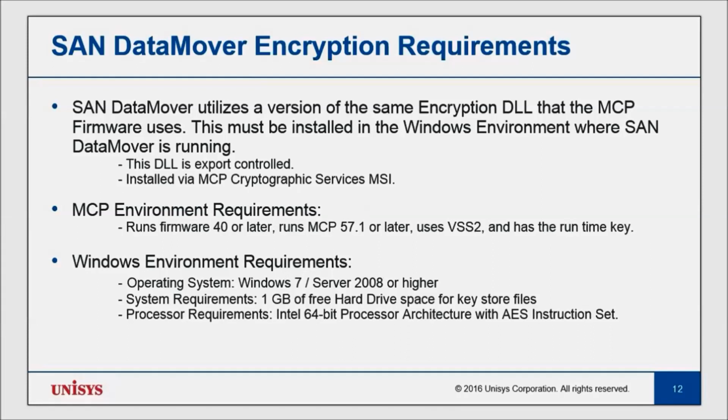For the MCP environment requirements, you must be running a system that has firmware 40 or later, MCP 571 or later, uses VSS2, and has the runtime key. For the Windows environment requirements, the operating system must be Windows 7 or Server 2008 or higher. You have to have 1 gig of free hard drive space for the key store files, and the processor must be an Intel 64-bit processor architecture with the AES, which is Advanced Encryption Standard, instruction set.